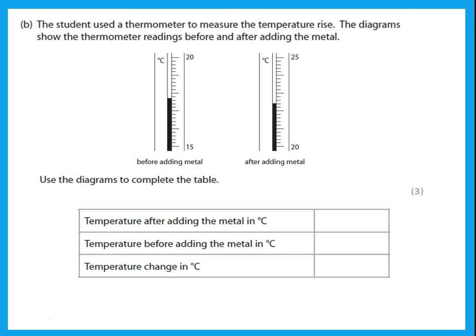The student used a thermometer to measure the temperature rise. The diagrams show the thermometer readings before and after adding the metal. Use the diagrams to complete the table. So temperature after adding the metal, where is after? After is there, that is 22.4. Can you read that? Now before adding, where is before adding? That's 17.7. The temperature change, the difference between them, is 4.7.